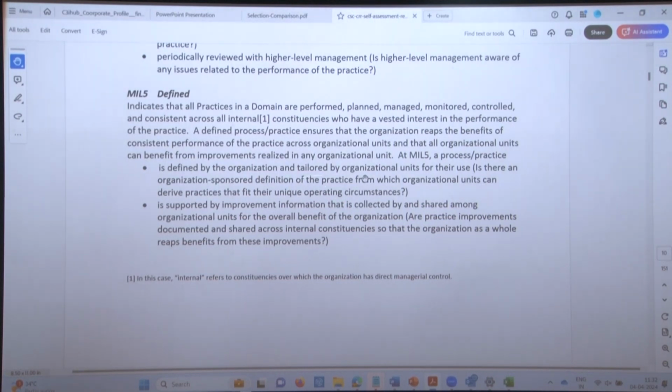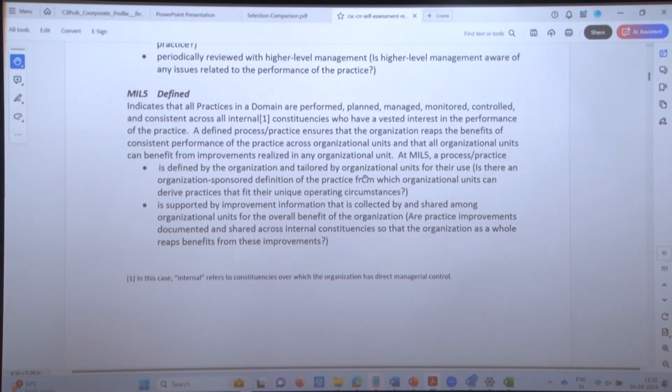So different subgroups or subunits of the organization should actually go by the same policy and same practices and plans, but they can tailor them. And any improvement that is made is then collected and shared among all the units so that everybody gets the benefit of this. So this is the fifth level of maturity.